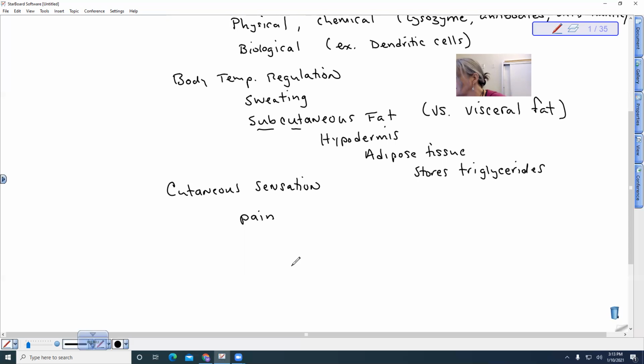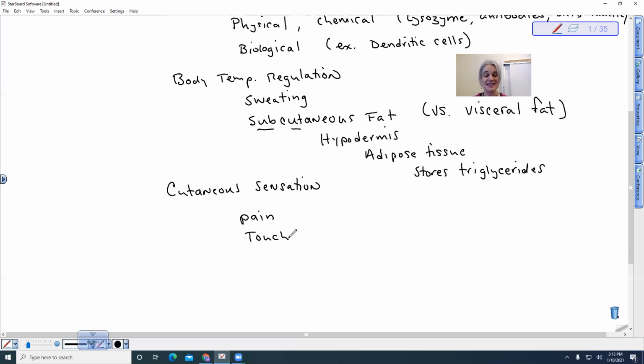We can also sense touch, and this could be light versus deep touch, deep pressure. And so this is important to know whether or not something is crawling over the surface of your skin, for example, right? And then also, it gives us information about our environment when we're touching something.